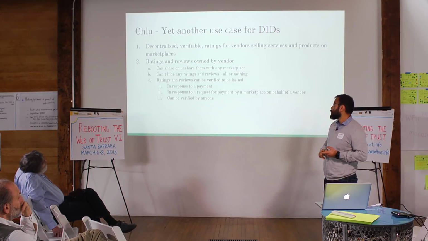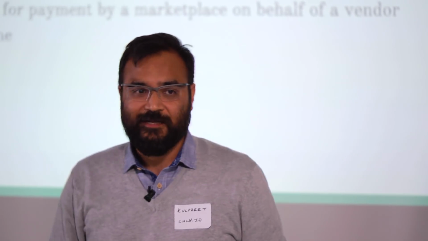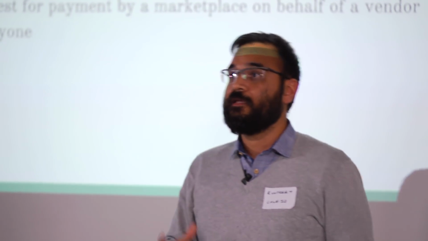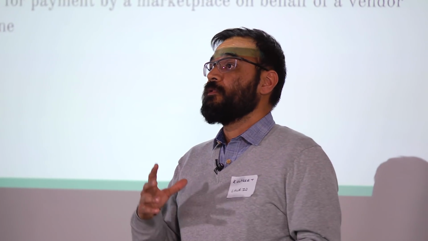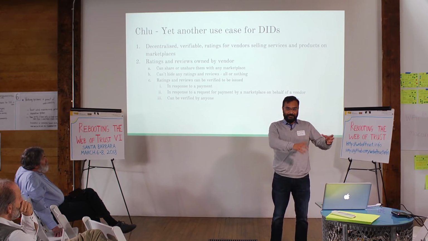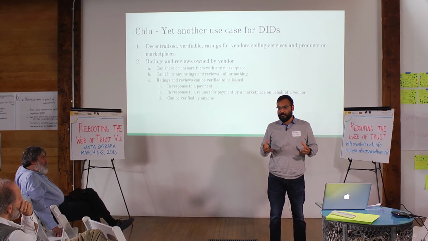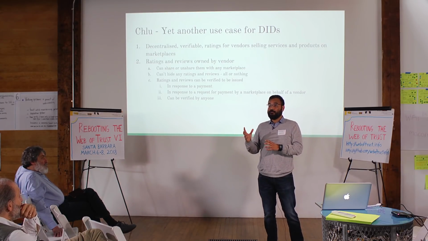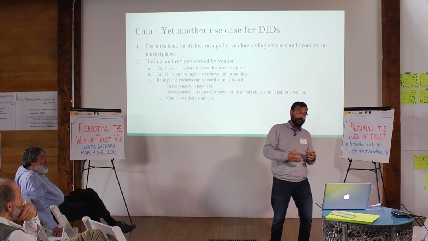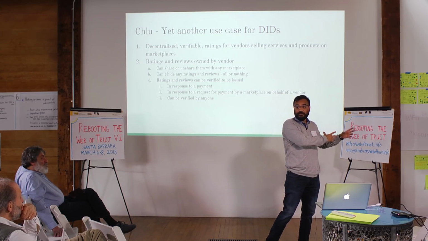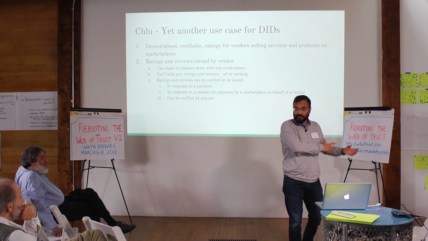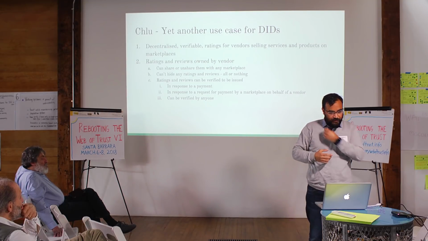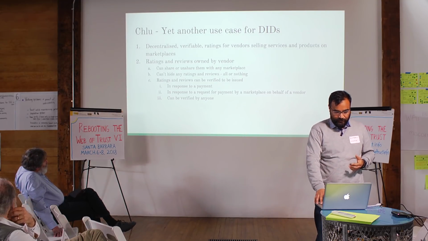And also what is more important is that the verification is slightly different. It's not just signed by a single key, but it has to be signed by a key that is co-signed by the marketplace and the vendor, so that if someone gets their hands on the ratings and reviews data, they can verify that the rating came in response to a payment, which resulted from a payment request which originated from the marketplace. So it's slightly more involved.